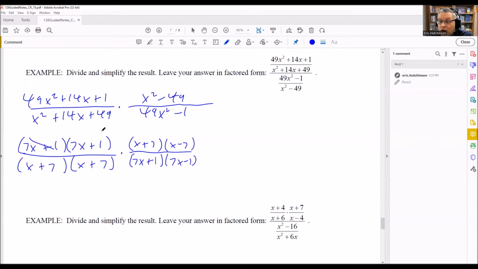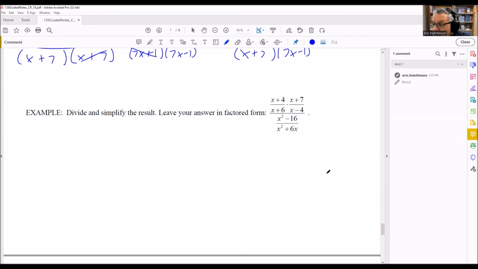7x plus 1 is going to cancel on the top and the bottom. We get x plus 7s. Those are going to cancel top and bottom as well. And that's all we're going to have here because we end up with 7x plus 1 and then x minus 7 on top. But on the bottom, we get x plus 7 and 7x minus 1. Nothing else cancels there, so that would be your answer on that one.